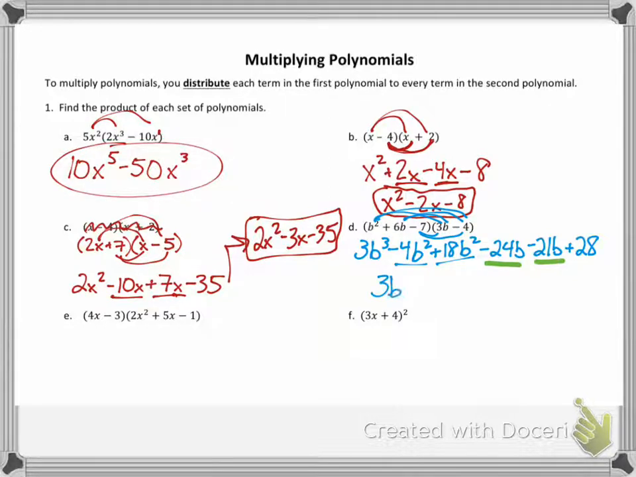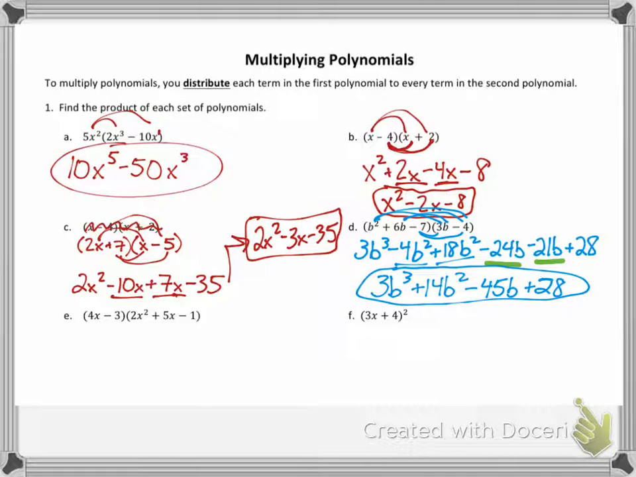So again, the 3b cubed comes down. Put your b squared terms together, that becomes positive 14b squared. Put your b terms together, that becomes negative 45b. And the positive 28. And you get yourself your final answer. 3b cubed plus 14b squared minus 45b plus 28.